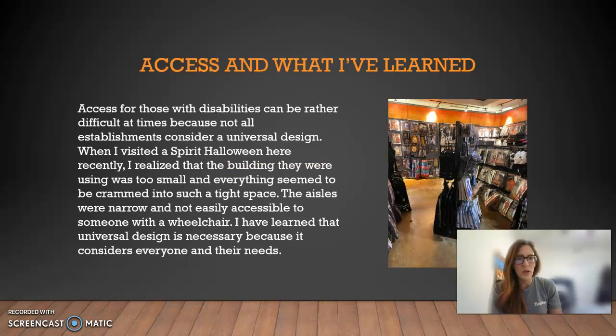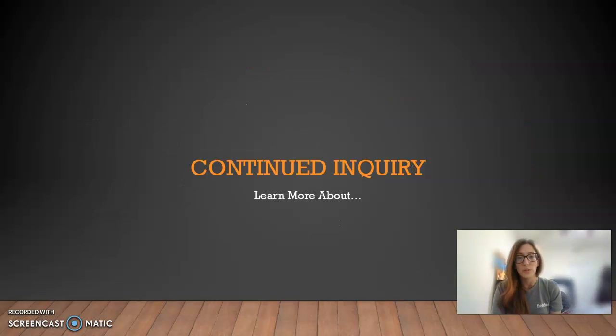And as far as access goes, this was Spirit Halloween. I mean, look at that. You can't get a wheelchair in and out of there. So access for those with disabilities can be rather difficult at times because not all establishments consider universal design. The aisles are tight, and they just don't really take the space into consideration.